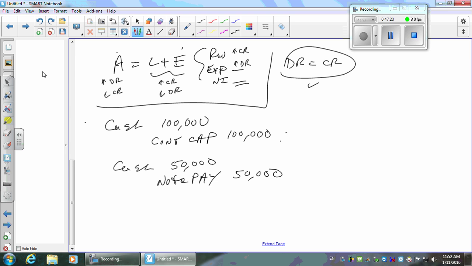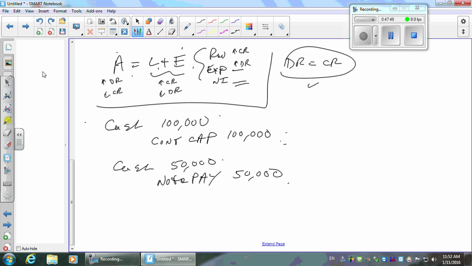How much cash do I have now? 150. See how easily that is to add it up? So I have 150 of assets. I have contributed capital, 100 of equity, and I have a liability of 50. Is 50 plus 100 equal to 150? Yeah, works good, doesn't it? Let's do one more thing and we'll get out of here. Okay, here's the deal. Let's say that I buy a truck. I'm buying the truck for $20,000 cash. What would you debit?